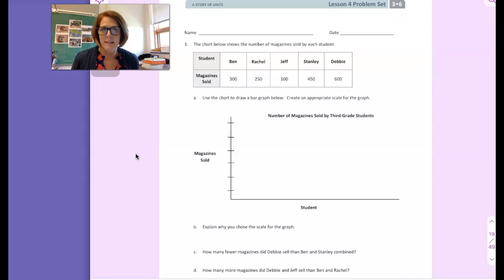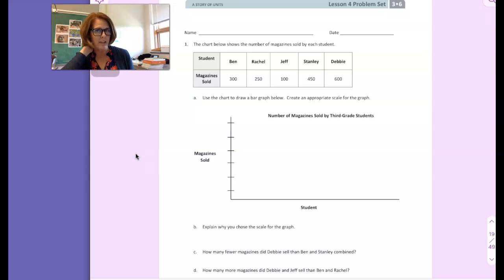Number 1 says, the chart below shows the number of magazines sold by each student. So here's the student going across the top. We have Ben, Rachel, Jeff, Stanley, Debbie. And then the number of magazines that they sold, which is in the hundreds, okay? Letter A says use the chart to draw a bar graph below. Create an appropriate scale for the graph.